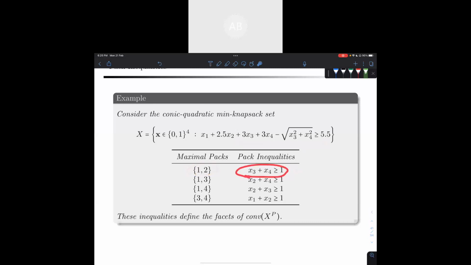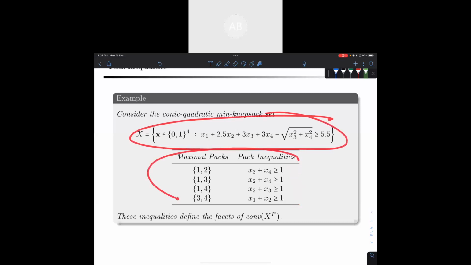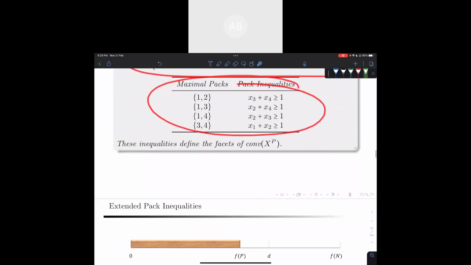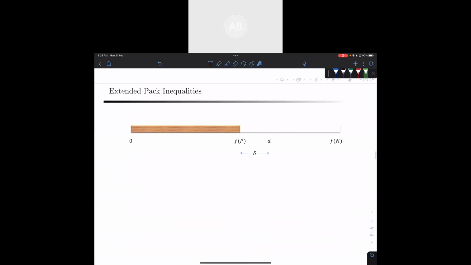They can both be 1, but at least one of them has to be 1. And similarly, so on and so forth. So all feasible solutions of this set satisfy all of these inequalities, which you can verify.